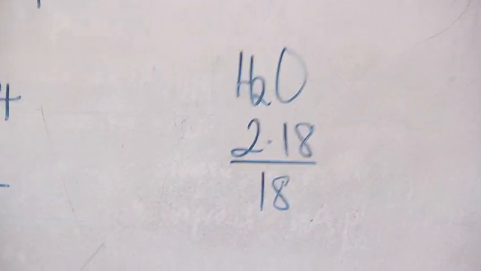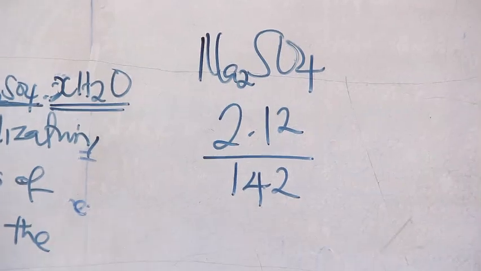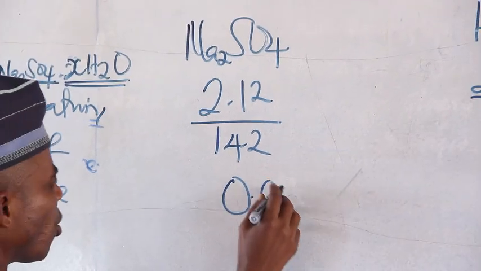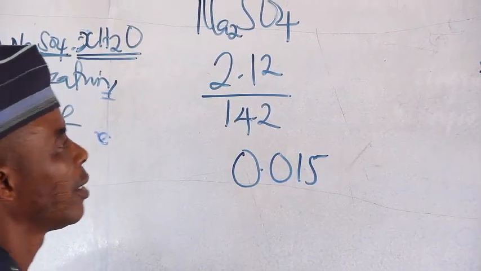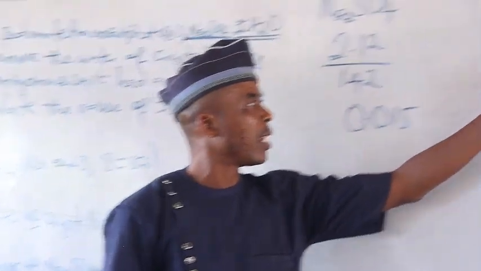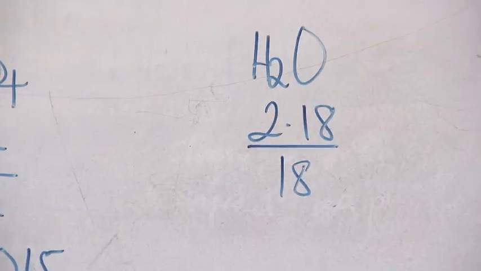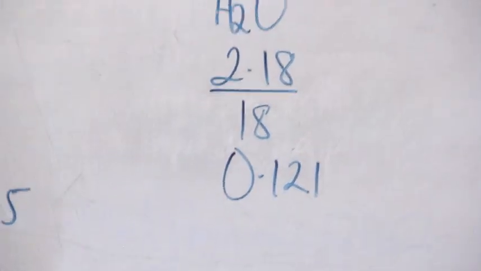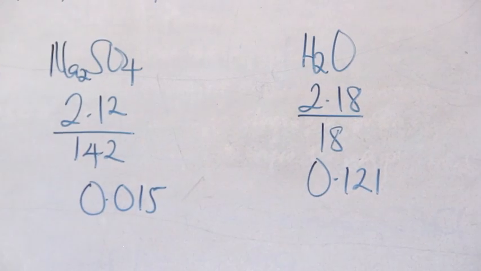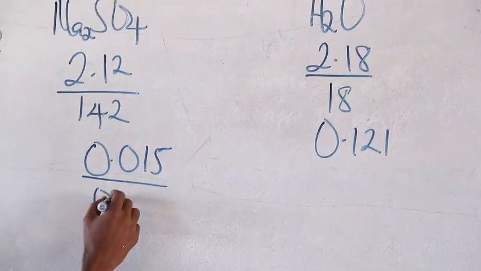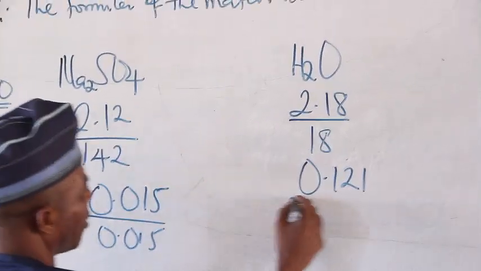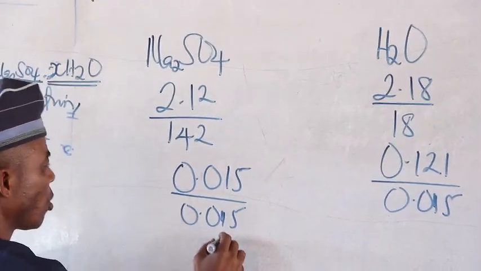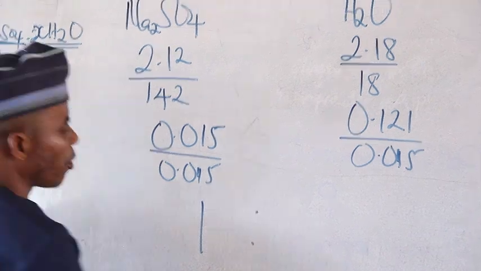Now divide 2.12 by 142, and that gives 0.015. Now 2.18 divided by 18 gives 0.121. Which one is the smaller number? So divide by 0.015. Divide by 0.015. I think this will give us 1. The ratio, this will give us what? 8.